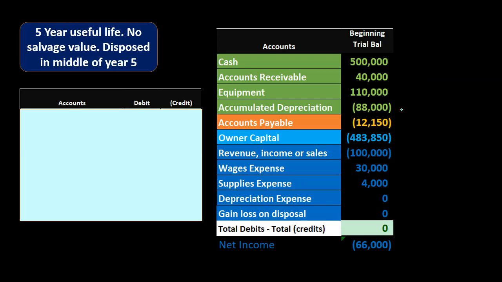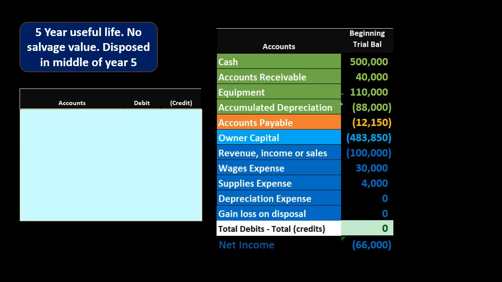So that means we have to record that 11,000, half a year of depreciation, to get it up to date before recording the disposal. So that's what we'll do first of all. And if we have the trial balance open, we can see that right away. We can say, oh, the equipment's on the books and it's not fully depreciated.